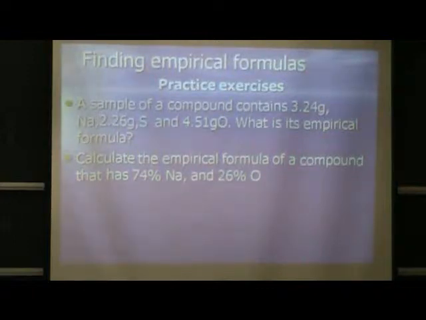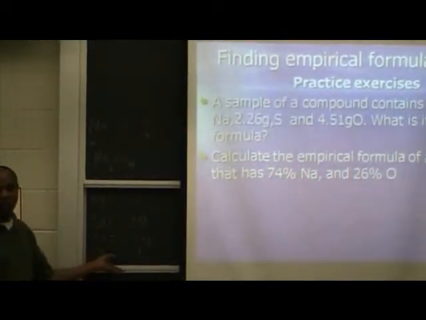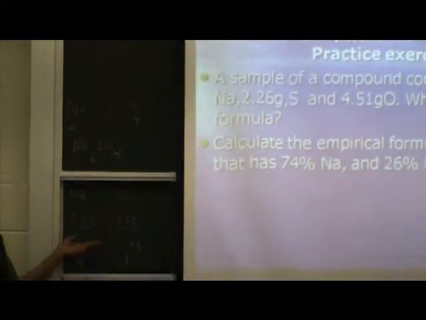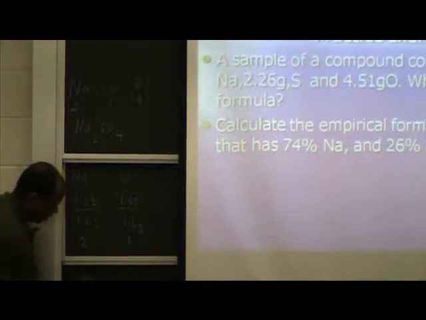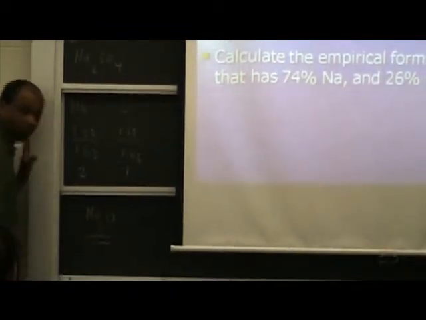Now, these are the mole ratios. How do I get that? I divide 74 by 23. How do I get this? I divide 26 by 16. What's the next step from here? Divide by the smallest one. Pick the smallest number, which is 1.63. Divide this by 1.63 and divide this by 1.63. This gives you 2 and this gives you 1. Whole numbers. These numbers are used as subscripts to write the empirical formula. So the empirical formula finally will be what? Na2O. Does that make sense?